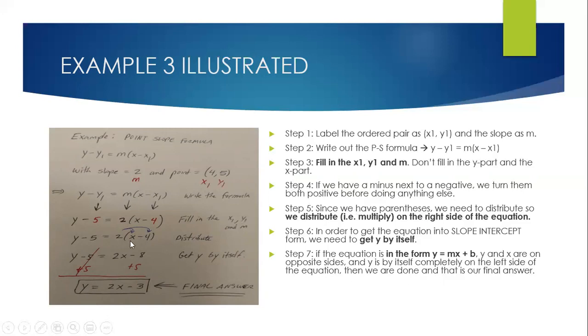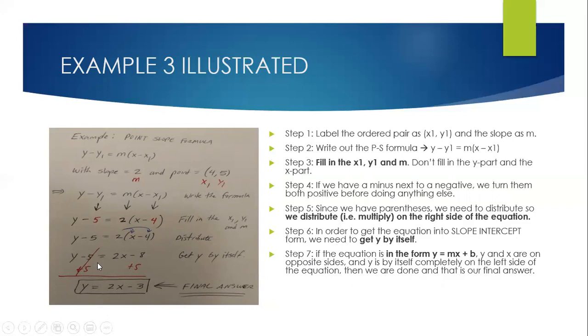So we distribute. 2 times x is 2x. 2 times 4 is 8. So we get 2x minus 8. And last but not least, step 6, in order to get the equation into slope-intercept form, we need to get y by itself. So we add 5 to both sides to get rid of the minus 5.